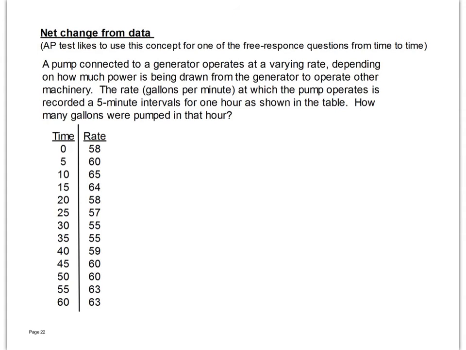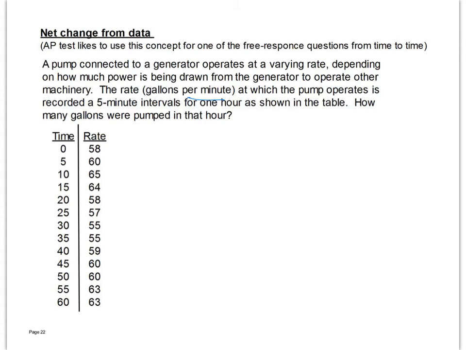Okay, and so the last problem on this video has to do with a pump connecting to a generator, and it's operating at a varying rate. Rate, there's the key word, we're dealing with a rate. This is a derivative. So if I take the antiderivative, we're going to get rid of the rate part, the per minute, per whatever, per minute in this case, see, per minute.